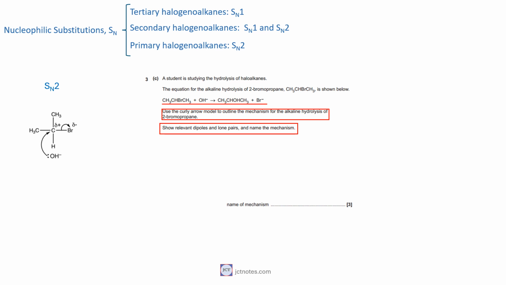For SN1, the first step is the dissociation of the carbon-bromine bond in 2-bromopropane. The bromine atom leaves, taking the bonding electrons with it, and forms a bromide ion. This step is slow and results in the formation of a carbocation, an intermediate with a positive charge, at the carbon previously bonded to bromine. The hydroxide ion then attacks the carbocation. The lone pair of electrons on the hydroxide ion is donated to the positively charged carbon, forming a new bond. The name of the mechanism is nucleophilic substitution.